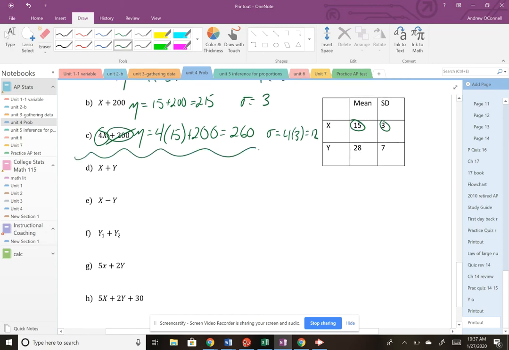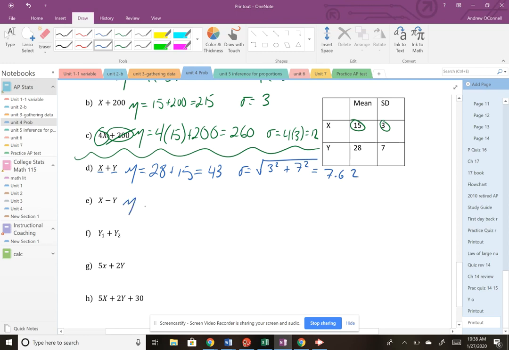Now, D changes the story because we're combining two random variables. Mean, basic, 28 and 15, last time I checked, is blah, blah, blah, 43. Standard deviation works a little bit differently. But we saw this on the front page, actually. 3 squared plus 7 squared, the square root of that is going to be 7.62.